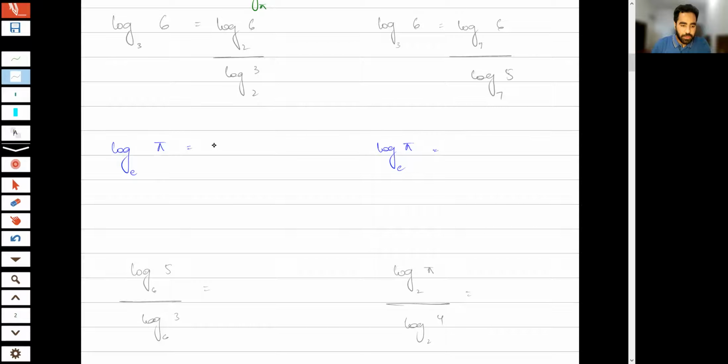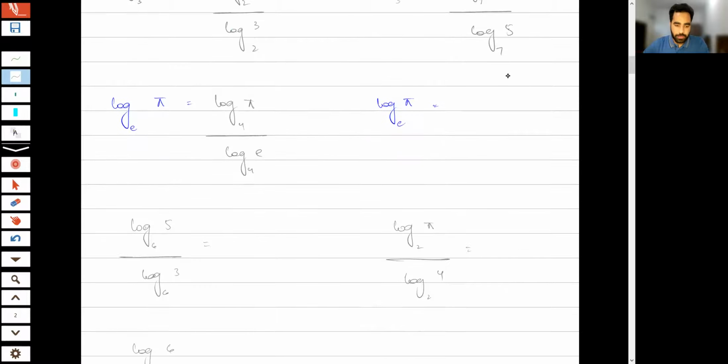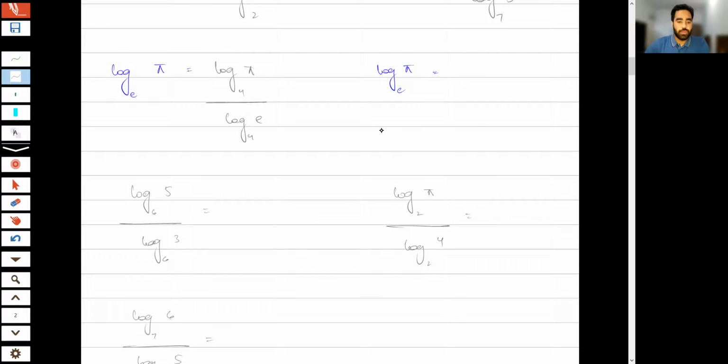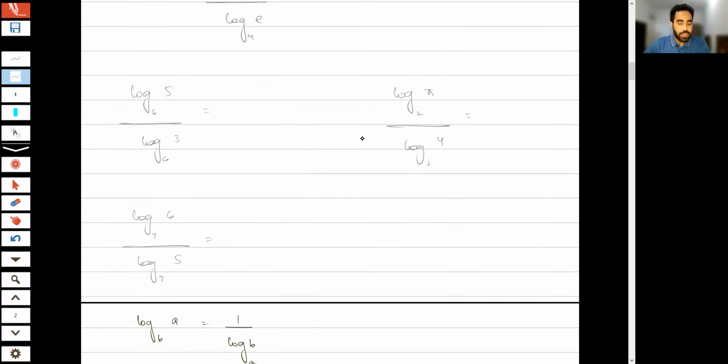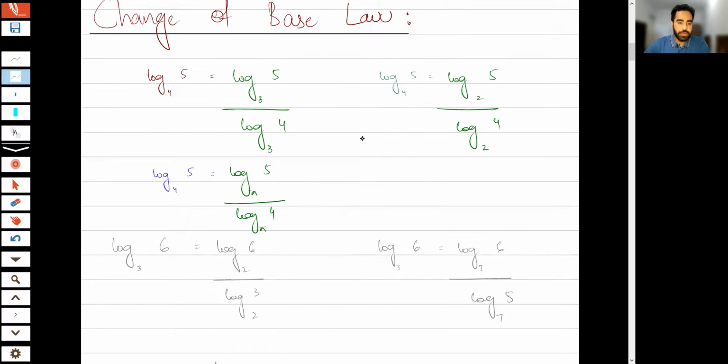ठीक है, I am not doing this. आप इसको अपनी मर्जी से कोई और बेस change करके लिखनी है. You can write log pi to the base 4 upon log e to the base 4. ठीक है, log pi to the base 4 upon log e to the base 4. ठीक है, यहाँ पे भी आप कोई बेस change कर सकते हैं. It depends on the question, में क्या required है. All of it depends on that. Change of base law में you can go in the reverse direction as well.